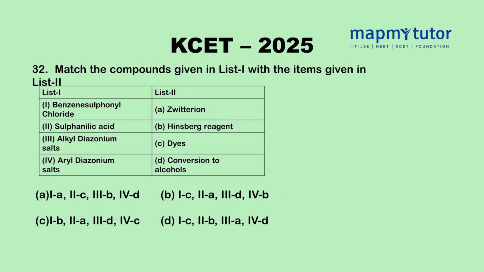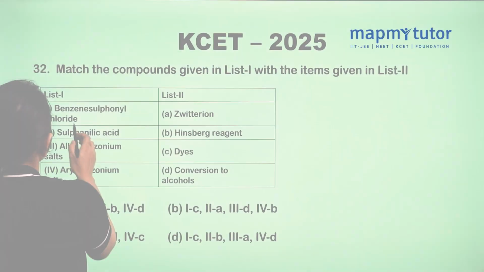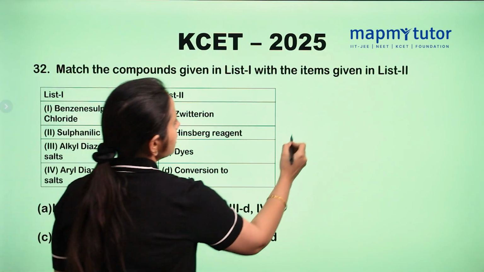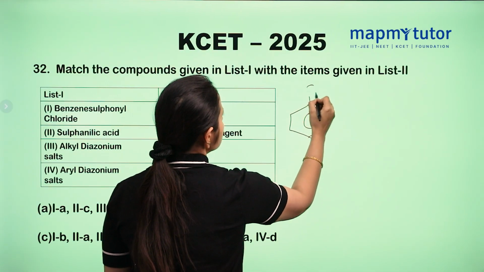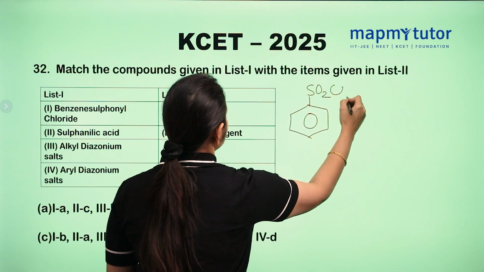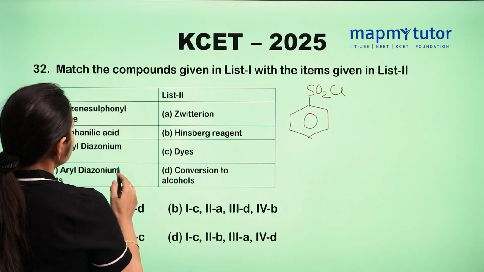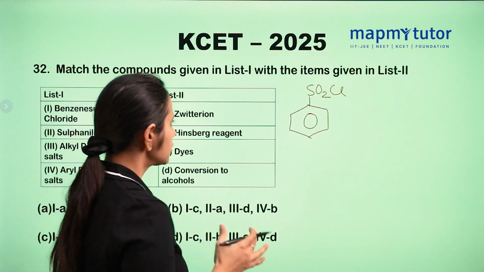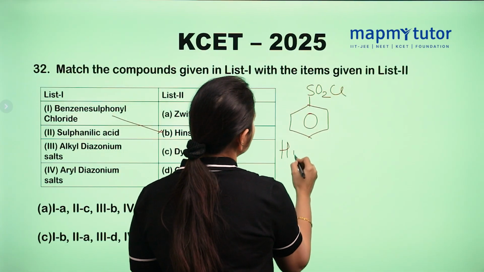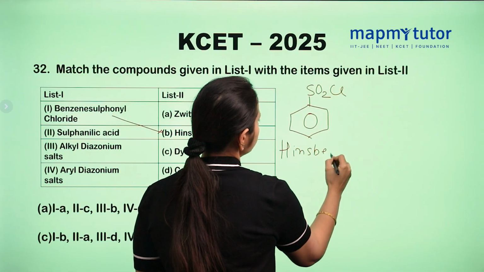Match the compounds given in list 1 with the items given in list 2. Benzene sulfonyl chloride. What is the structure of benzene sulfonyl chloride? It is C6H5SO2Cl. So this is known as Hinsberg reagent. This is a very important reagent. You must know this name. This is known as Hinsberg reagent.